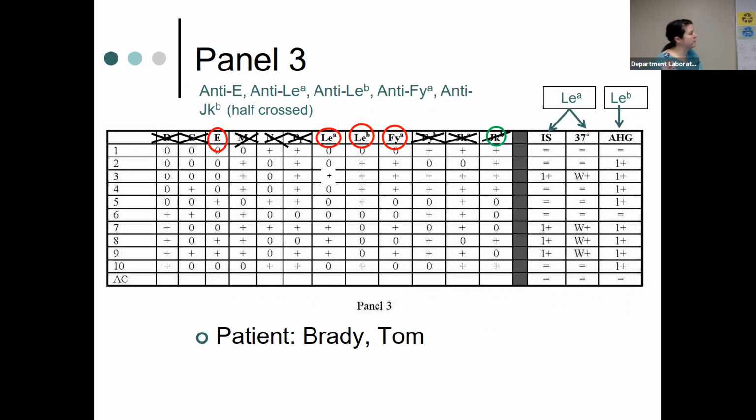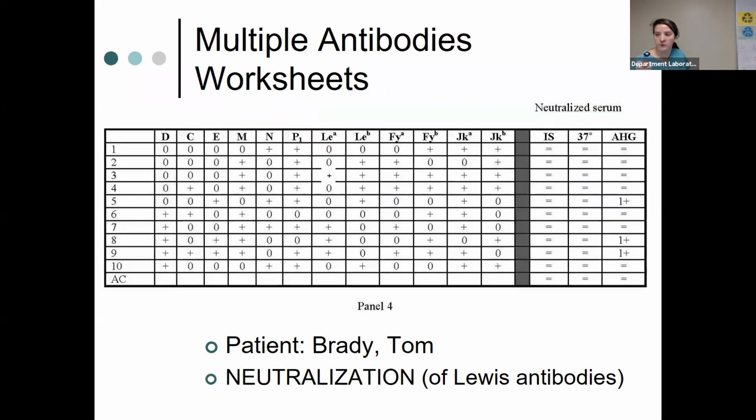All right. So after neutralization, oh, that's not neutralization yet. This is after your initial cross-off, right? This is what you have? All right. So we're still thinking maybe Big E, still thinking maybe Duffy A too, right? Can't rule it out yet. And JKB is only half crossed off at this point. Okay, so now neutralization. Here we go.